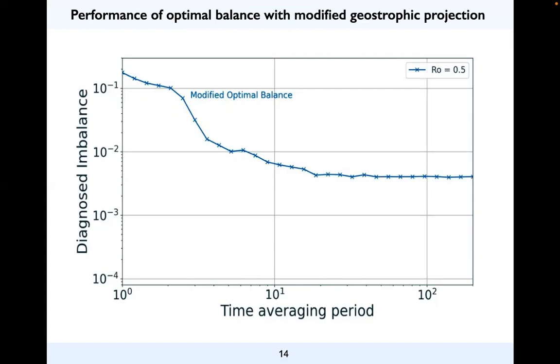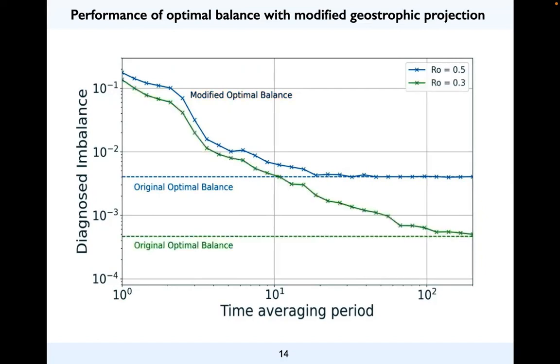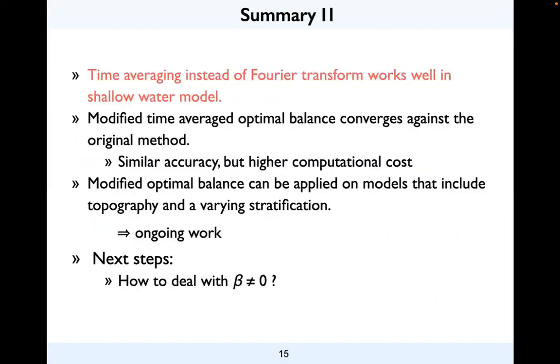And if we now plot the result with the original method, which is that line here, we see that it actually converged to it, which is pretty nice. That means we can just make the time average longer and longer and actually get to the original method. We can also do it for a smaller other Rossby number, and we see the same thing again. They always converge. So now let's go to a little summary. We learned that the time averaging method is converging against the original method, and that we can in theory apply it to really realistic ocean models.